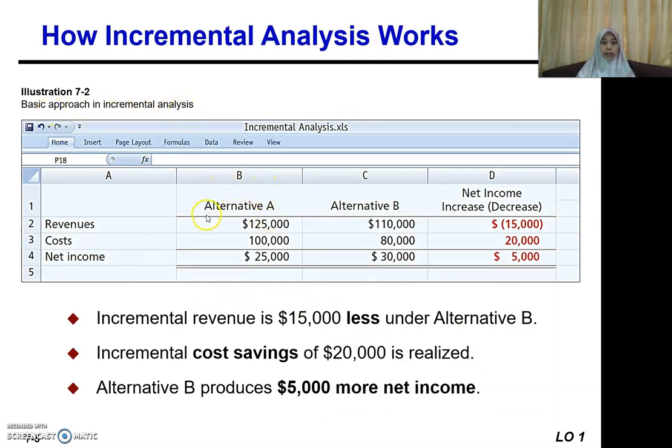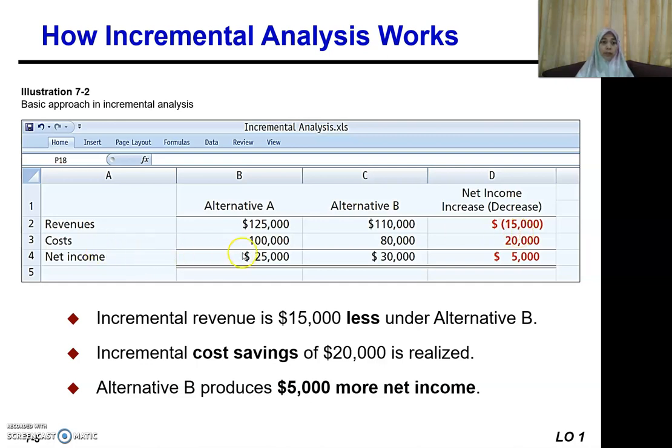Let's say it's actually very simple. You look at alternative A, and then you look at alternative B, and then you look at the difference. For example, for alternative A, you will have a revenue of 125,000. What if you go for alternative B? That will generate a revenue of 110,000. If you are talking about revenue, of course, you want it to be the higher the better. So you compare 125 and 110. If you go for alternative B, there will be a net decrease in your revenue. Your revenue will decrease by 15,000.